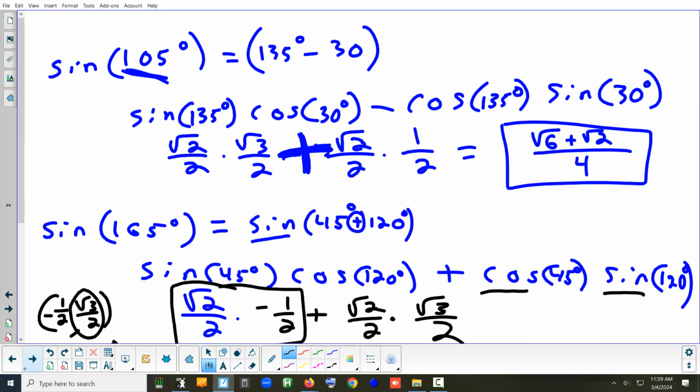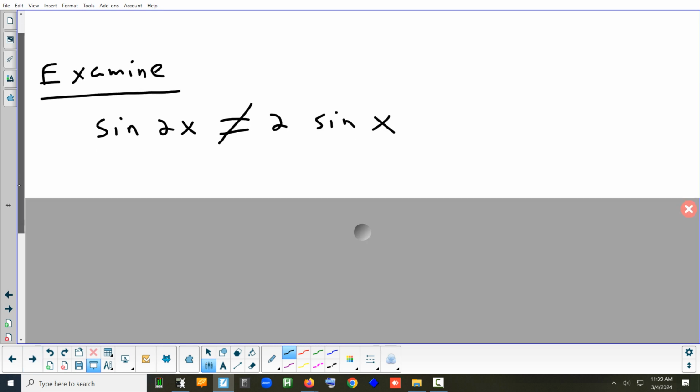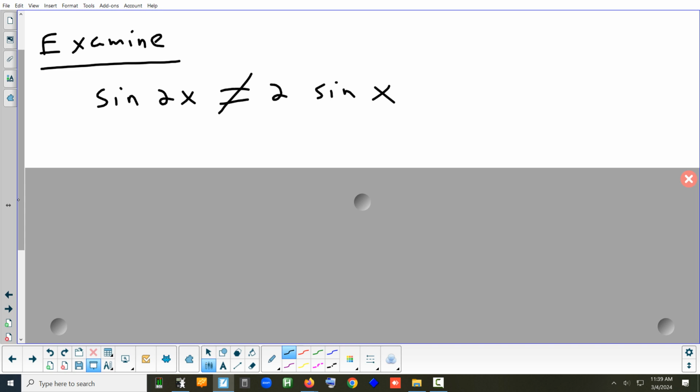All right. So I told you there is a sum and difference formula for tangent. We're not going to do the tangent one, so I'm going to skip over that one. And this will be the last formula we do. Having a 2 inside the parentheses in front of the x and having a 2 in front are not the same thing.